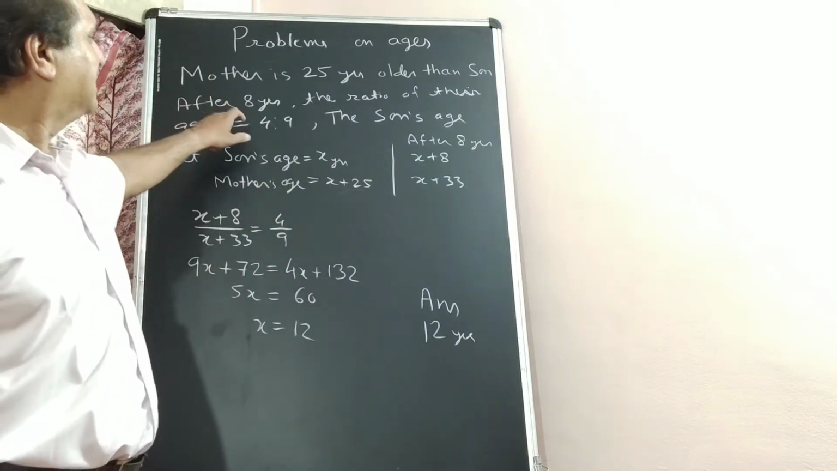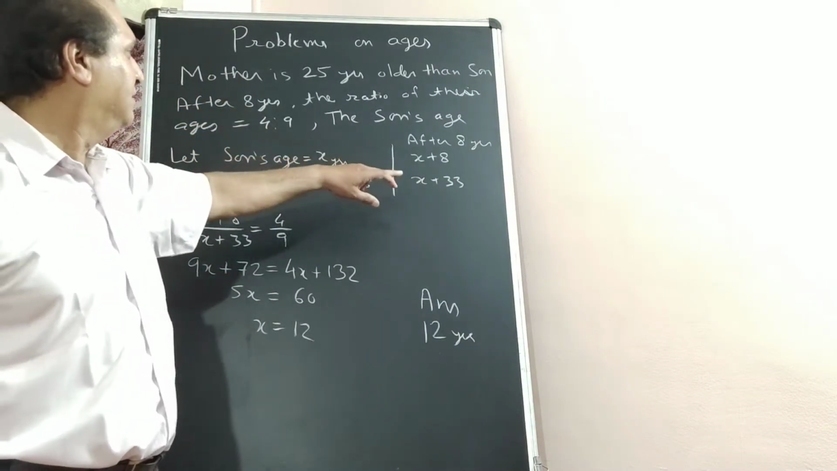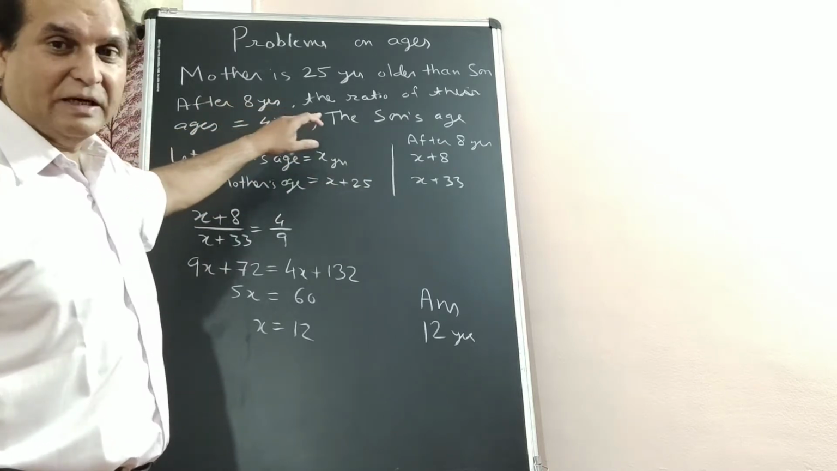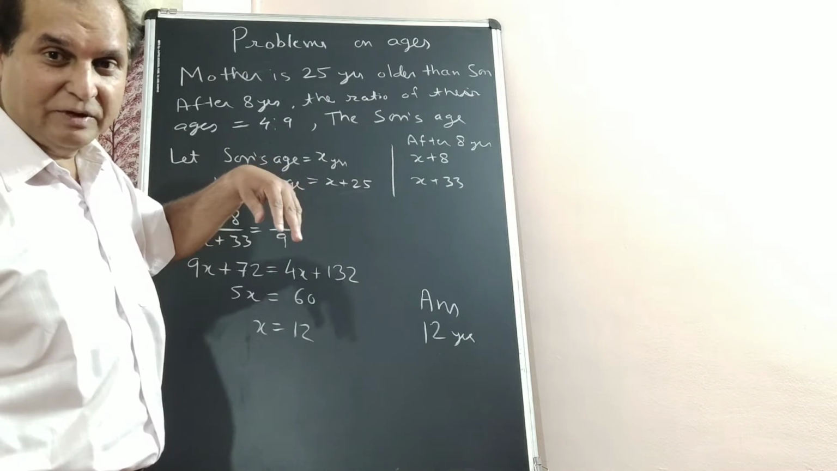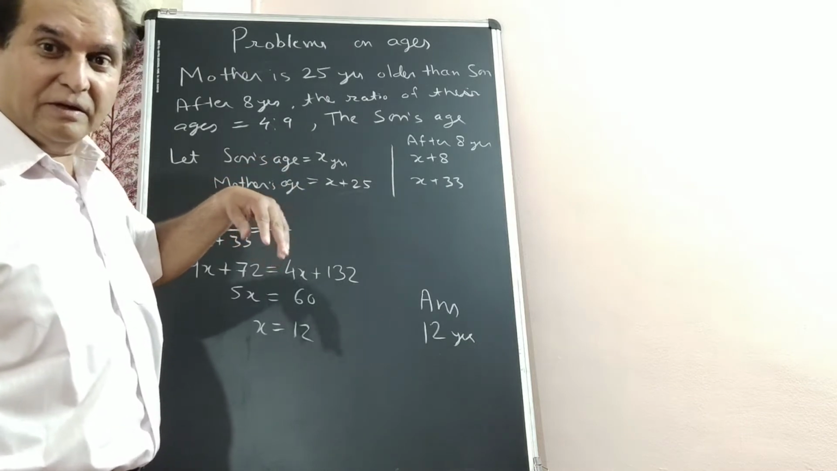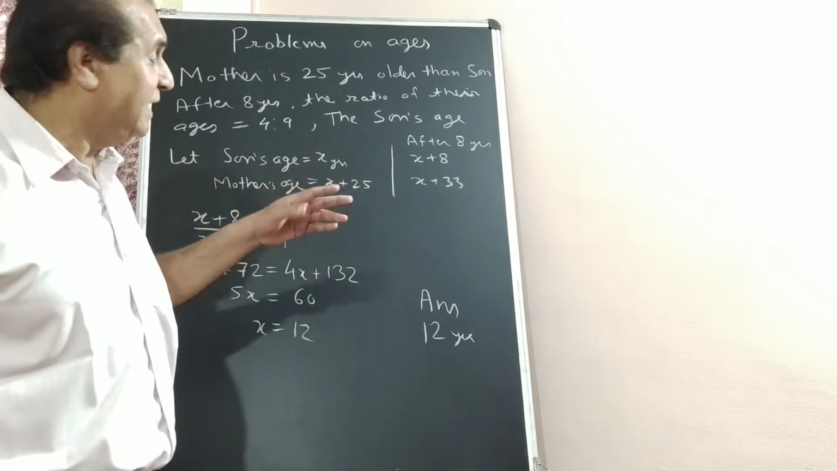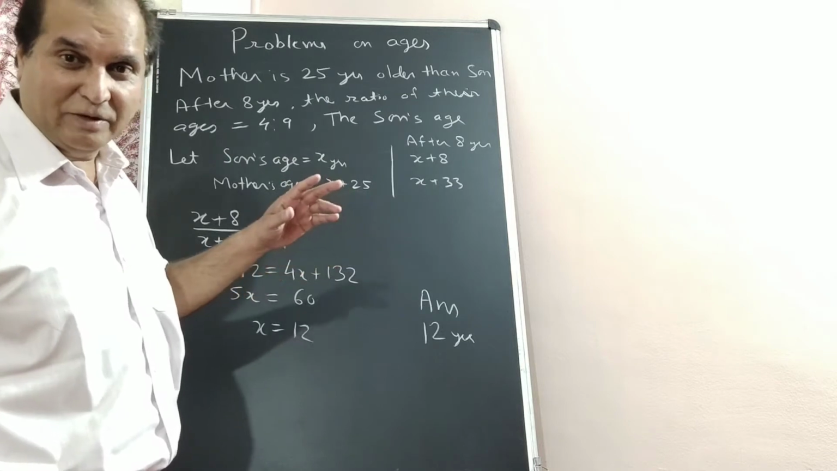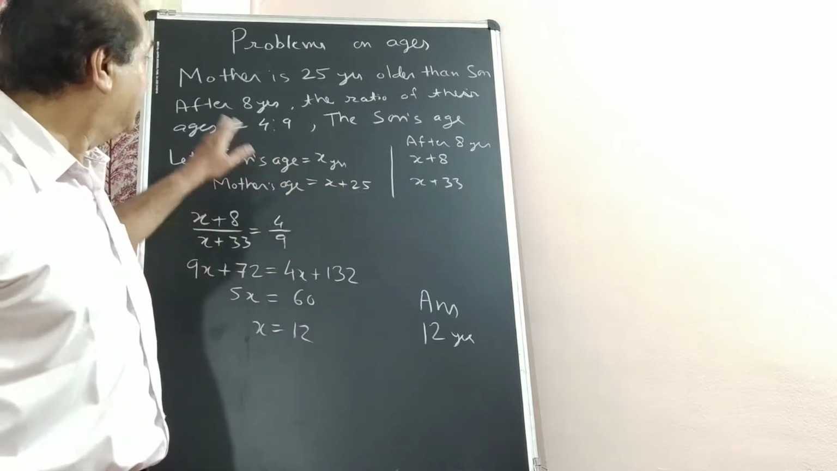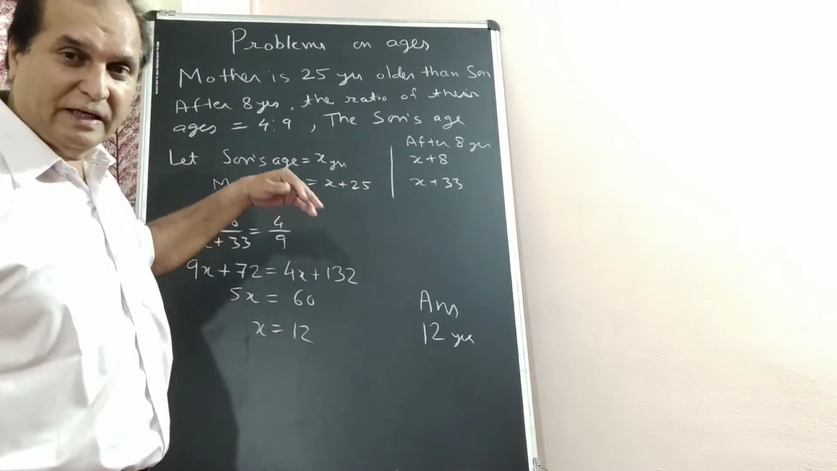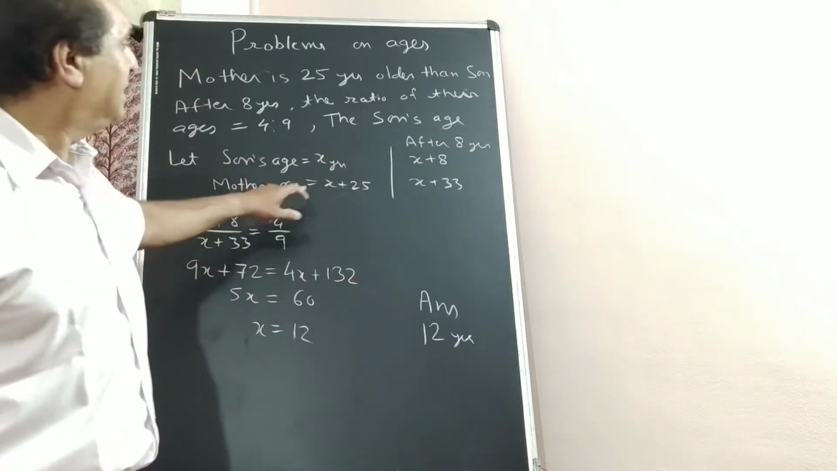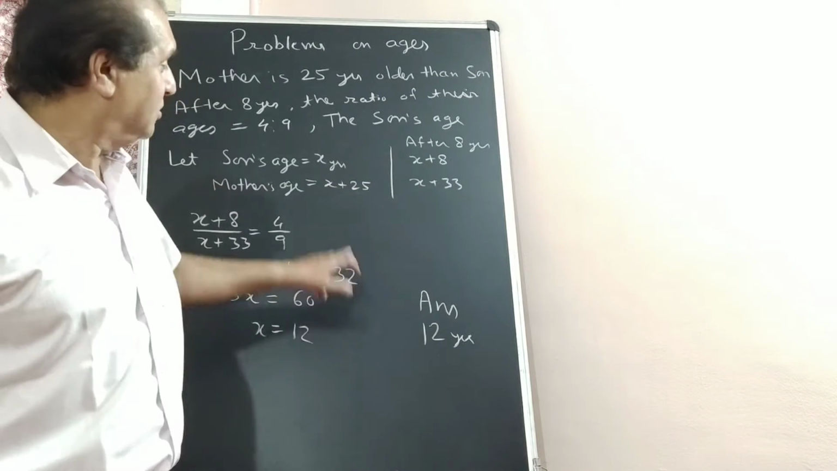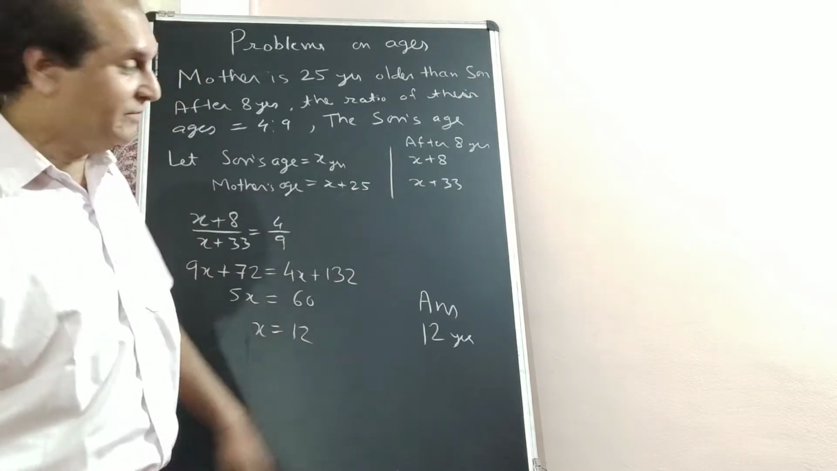We have written the after 8 years condition. Conditions will be given either ago or after. For ago, you have to subtract 8 years back, so x minus 8 it will be. But here it is after 8 years, so the son becomes x plus 8 and mother becomes x plus 33, because today mother is x plus 25.